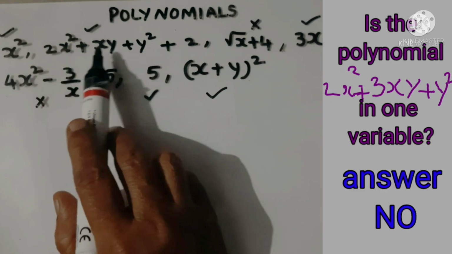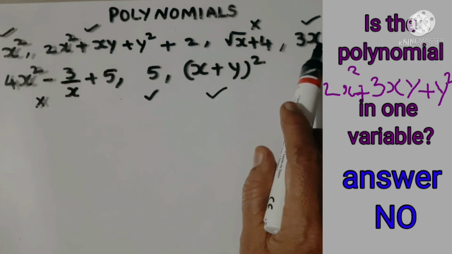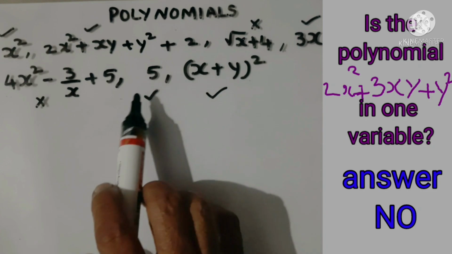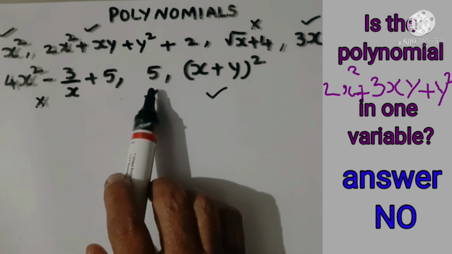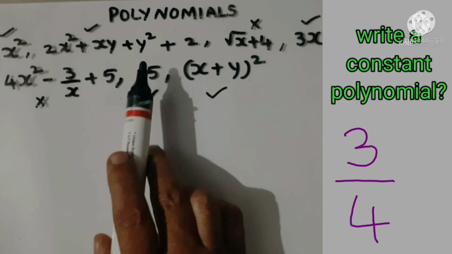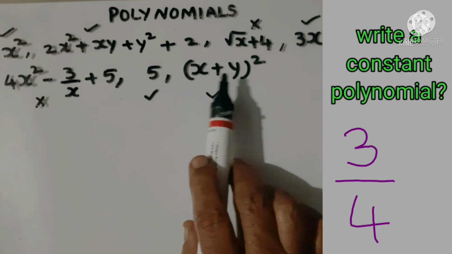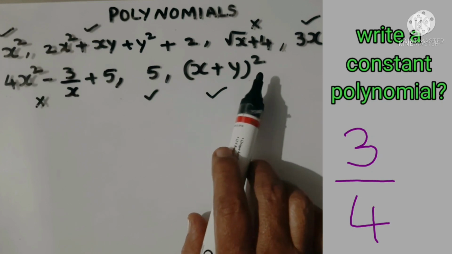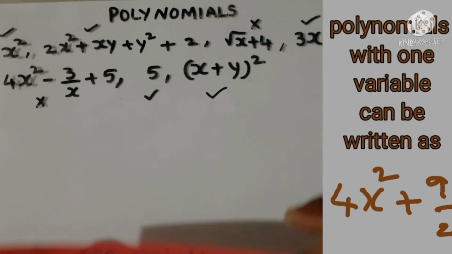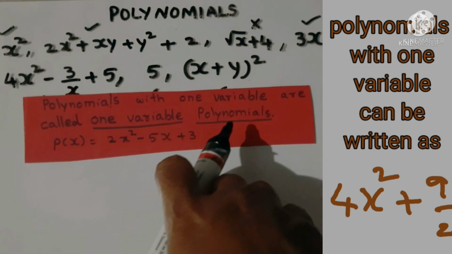So this is two variable polynomial and this is one variable polynomial and this is one variable polynomial and this is, oh, here no variable is there. So this is called constant polynomial. This is called constant polynomial. And here also two variables are there. So two variable polynomial. So see here, polynomials with one variable are called one variable polynomials.